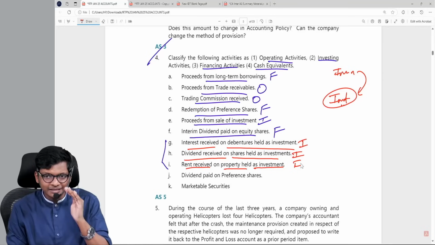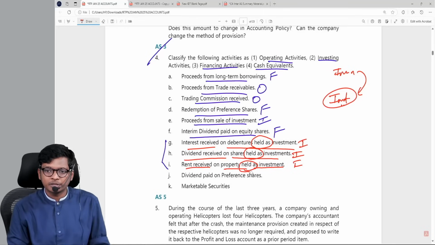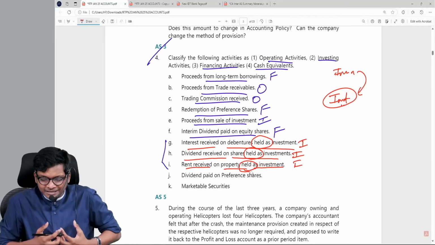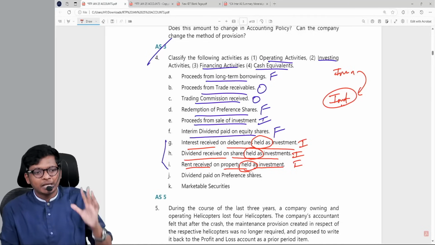Why are all these investing? Because of the wording: held as investment, held as investment, held as investment. Are you following, guys? When something is held as investment, any income from it will be taken as investing.